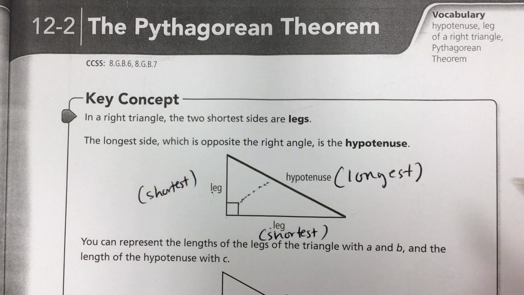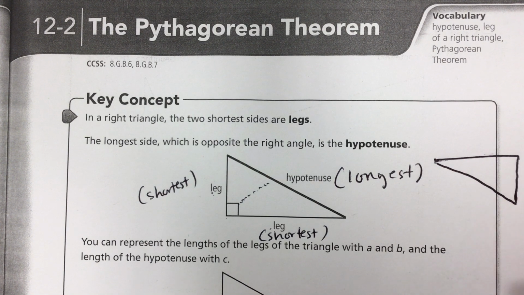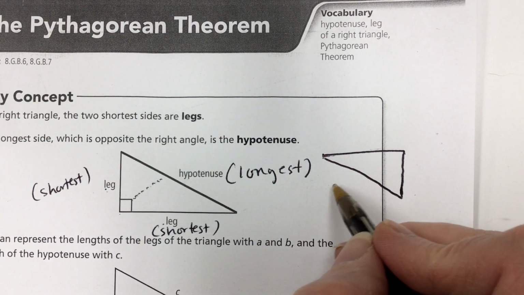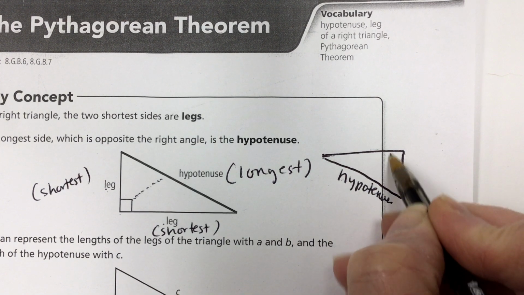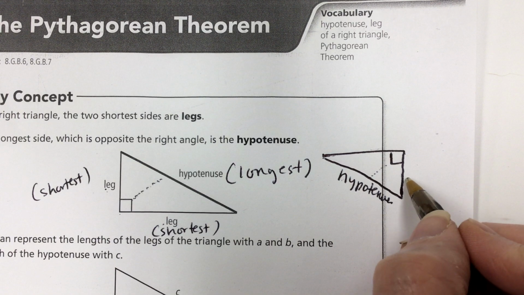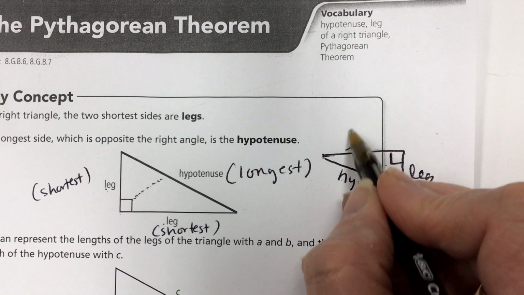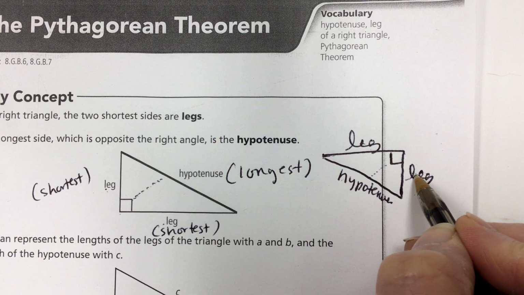Okay? So it doesn't matter how a triangle is lying. It could be lying something like this. This is your hypotenuse, because this is your right angle. Your hypotenuse is the side opposite the right angle, and this side is a leg, and this side is a leg. These are your two short sides, okay?